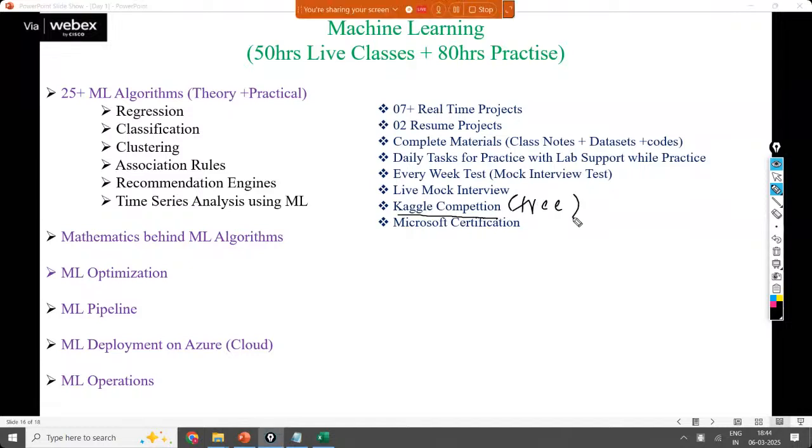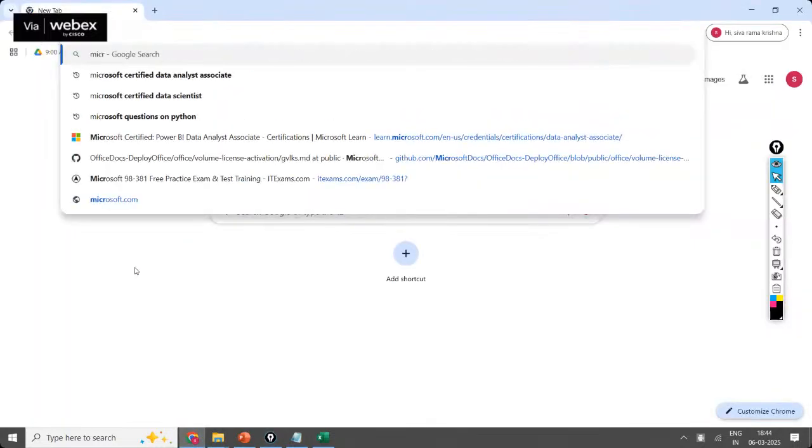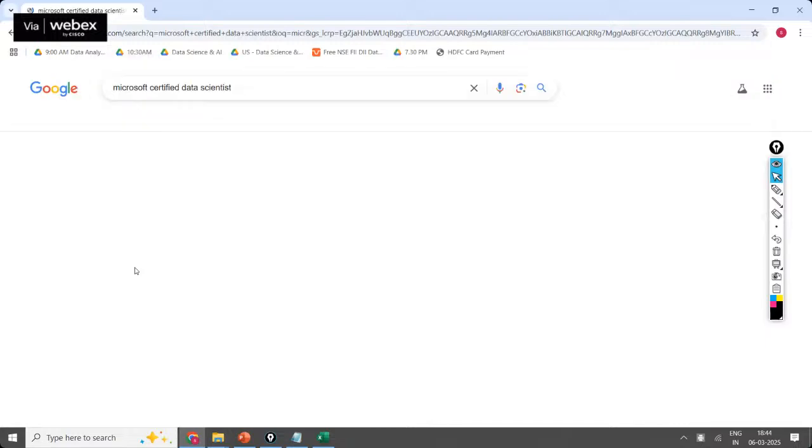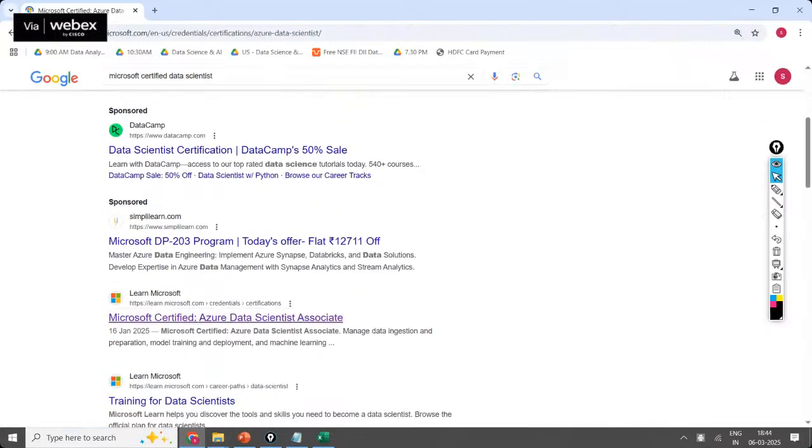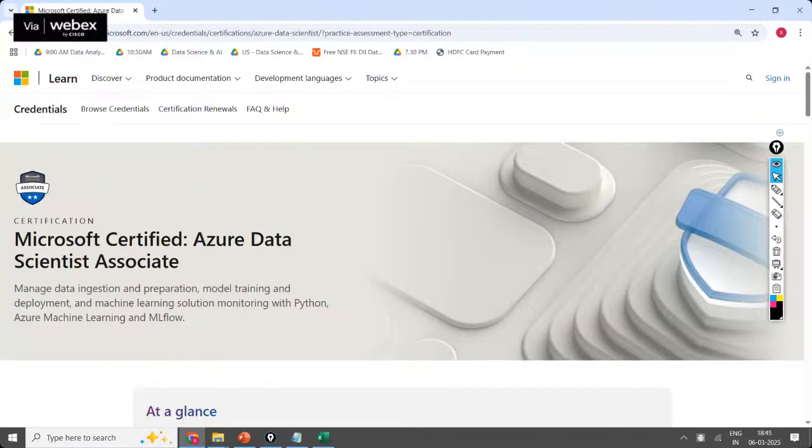How to take everything, I'll explain. How to register for that, how to select this one, how to upload the answers, how to check your rank, everything I will explain, right? And along with the Microsoft certification. So here, Microsoft certification, we are going to do this. Okay, Microsoft certified data scientist. Whatever you are having, this is the Microsoft certification which you are going to do.